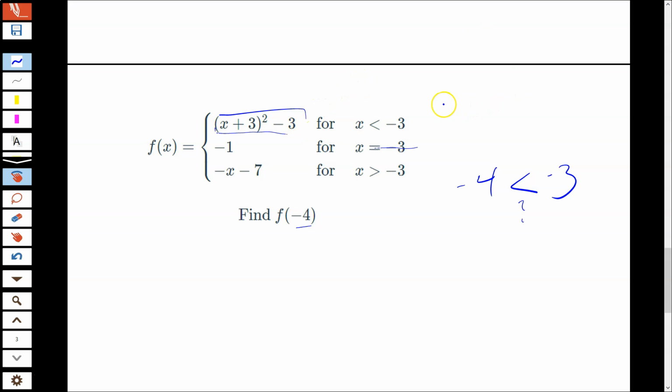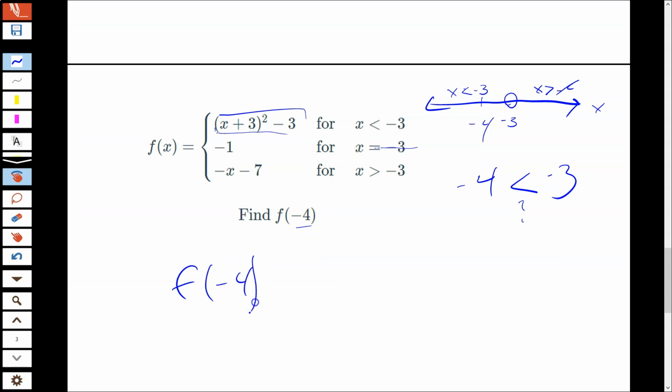Another way you can think of this is if I drew a number line, if I just drew my x-axis, right? That's really what your number line is, just your x-axis. We would have 3 zones, or really 2 zones. So we'd have negative 3, and then we'd have x less than negative 3, and then we'd have x bigger than negative 3. Well, negative 4 would be definitely over here. The convention is these pieces go from left to right. I would always double check, but that is the convention.